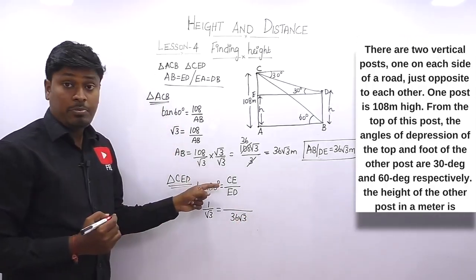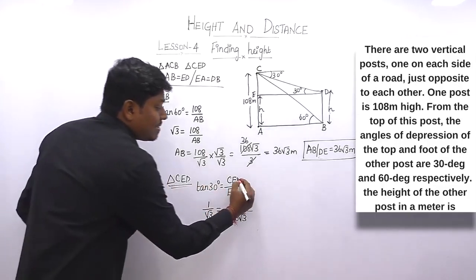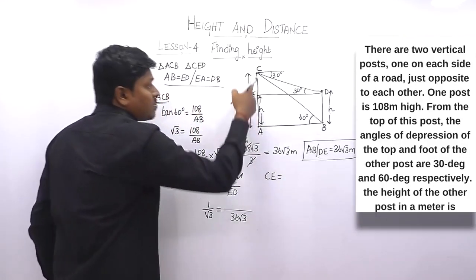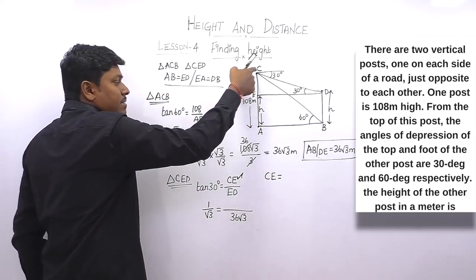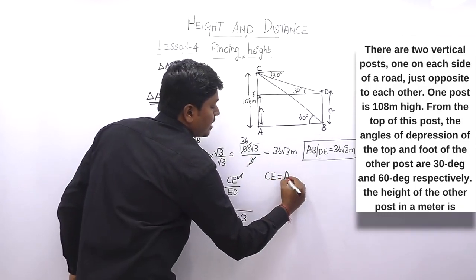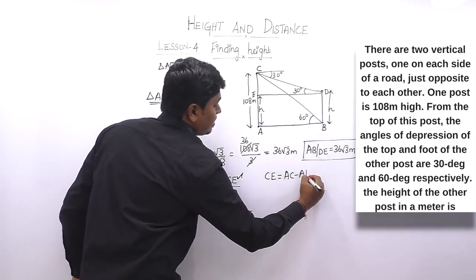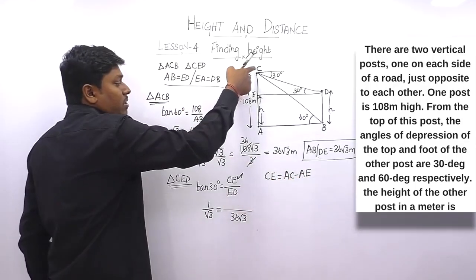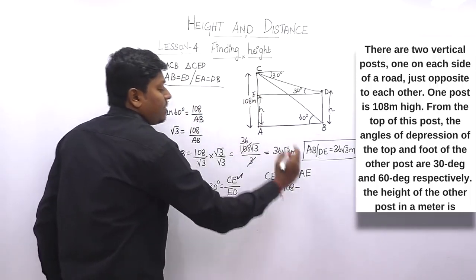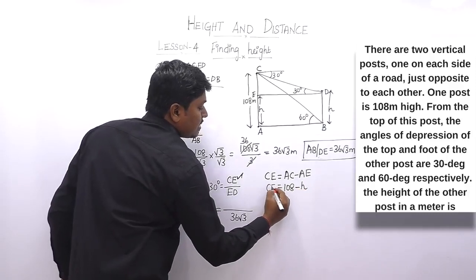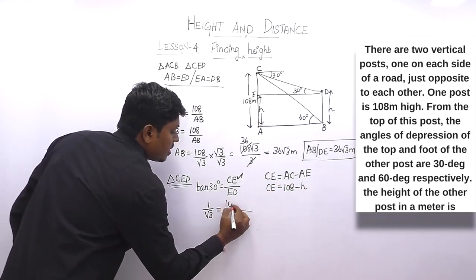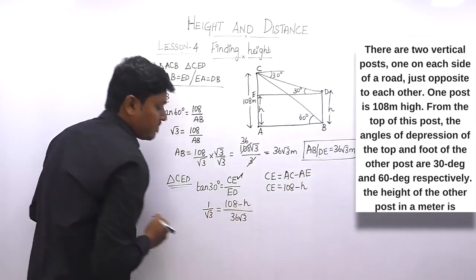And CE, most important step, like in the previous question. Listen carefully. The small distance CE can be written as total distance AC minus AE. So AC minus AE is equal to CE. And we know the total distance AC will be 108 meter and AE will be H. So finally this CE can be written as 108 minus H.